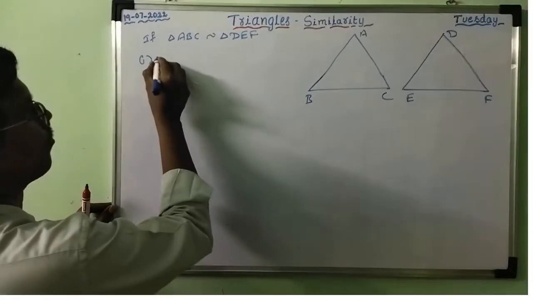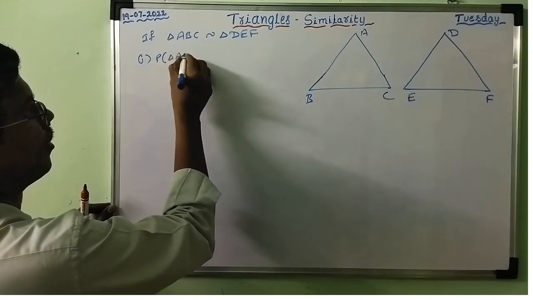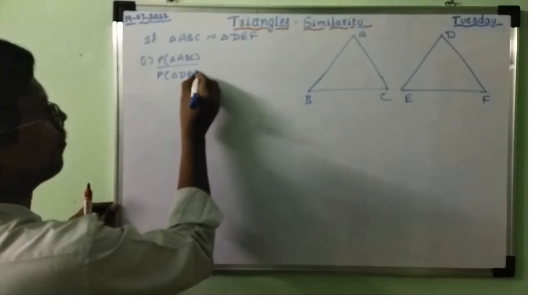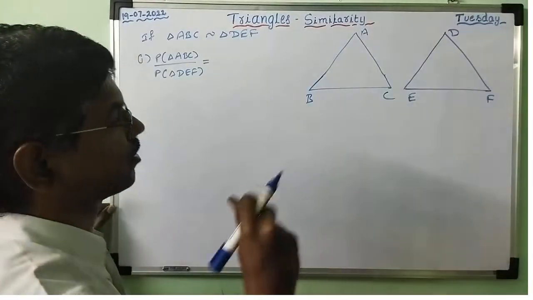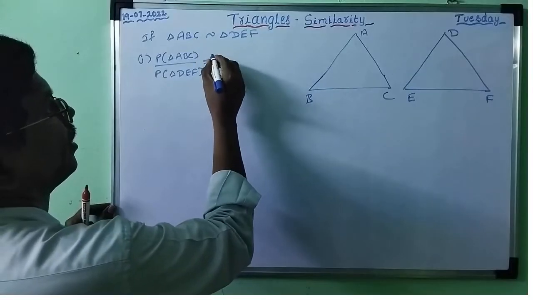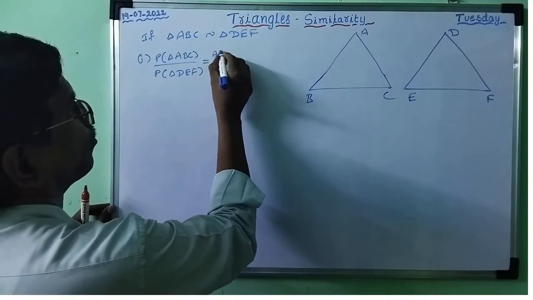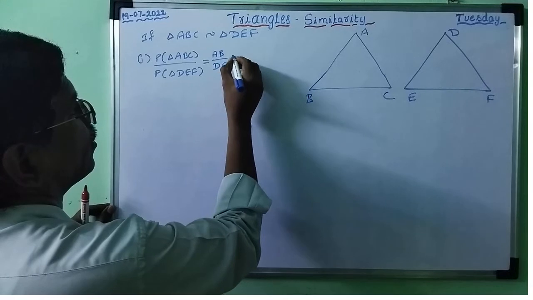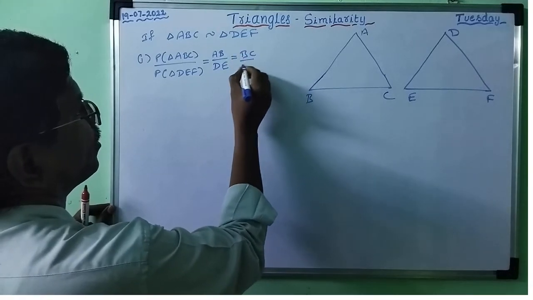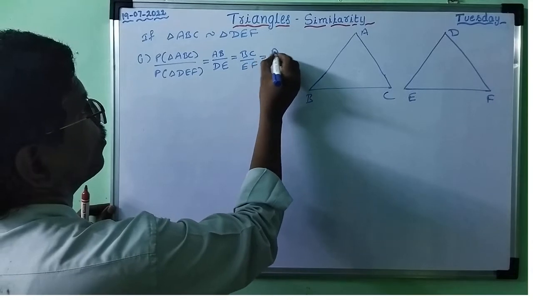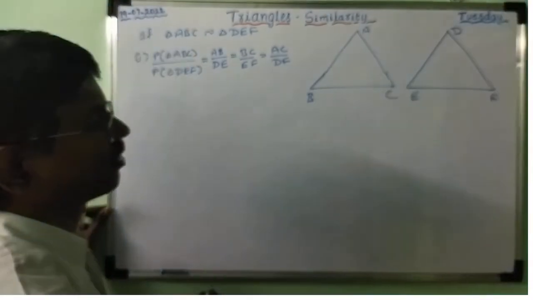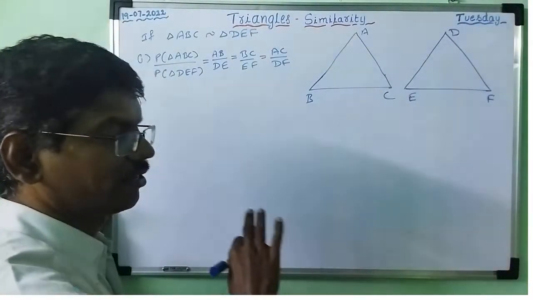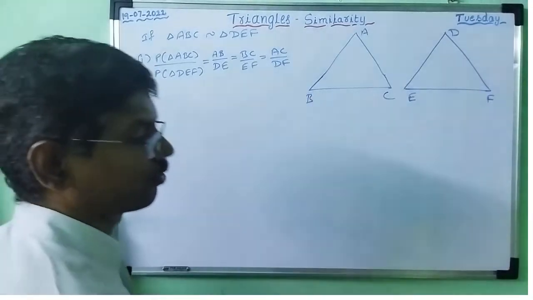What about the perimeters ratio? Perimeter of triangle ABC by perimeter of triangle DEF is equal to the corresponding sides ratio only. What are the corresponding sides here? AB, DE. That is equal to AB by DE, that is equal to BC by EF, that is equal to AC by DF. So if two triangles are similar, then only the perimeters ratio is equal to the corresponding sides ratio. Otherwise, the corresponding sides ratios are not equal. If they are similar, then only we can apply.